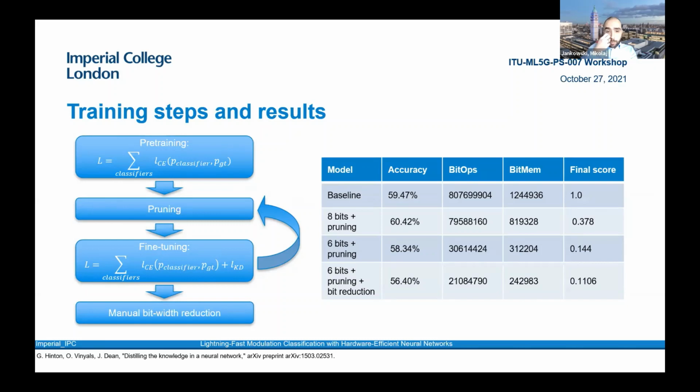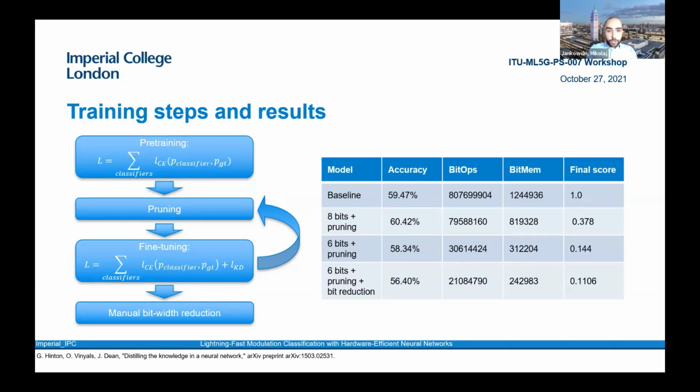In one final step, we manually reduce the bit width of the network for a number of different layers. In our submission, we were able to reduce the bit width of all the layers from initial 6 to 5 and even to 4 bits in some of the layers, which brought significant improvement in terms of both computational and memory efficiency.